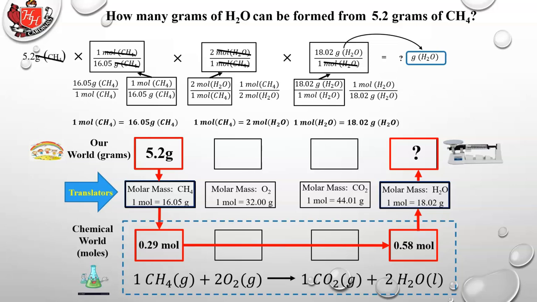If the last man standing, the last unit that you didn't cancel, does not match what you have in your answer, you set the problem up incorrectly. So now we can go ahead and do the math. So if you look over at the left, 5.2 times 1 times 2 times 18.02, and you divide by everything on the bottom. So divided by 16.05, divided by 1, divided by 1, and when you do the math on that, you get 2.9 grams. And if you're so inclined, you can write it in the box with the question mark, and there it is right there.